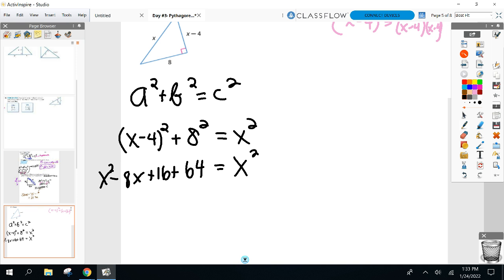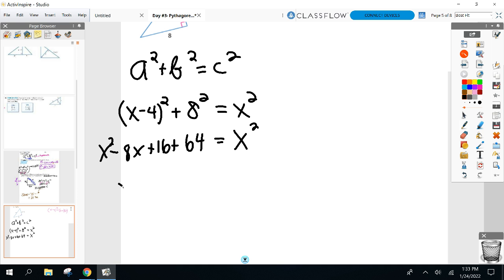All right, let's clean this up a little bit, right? I got 16 and 64. X squared minus 8x plus 80 equals x squared. And I'm sure right now some of you are a little confused. Not confused, but maybe a little nervous. What happens next? Because you're probably thinking factoring right now, right? Factoring when you see something like this. And you can't factor unless one side's equal to what? Okay, 0. So how can I move this x squared over?